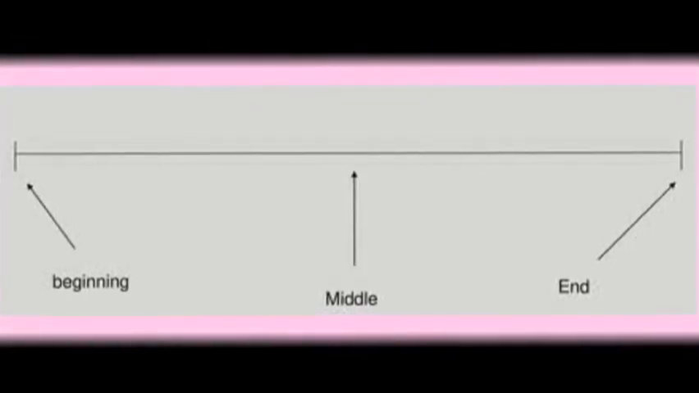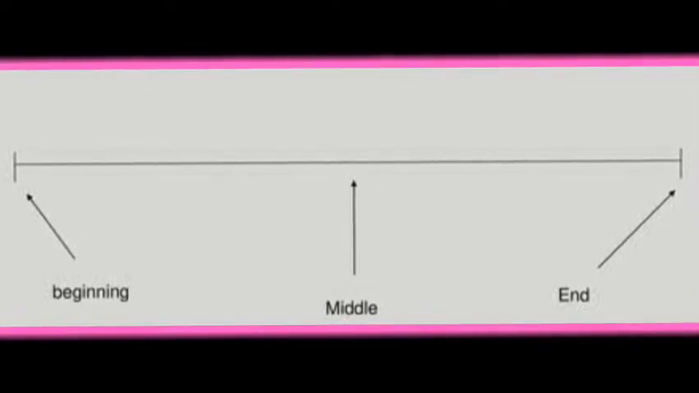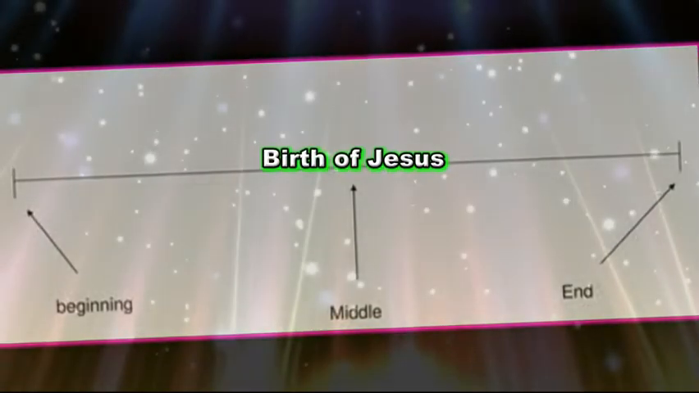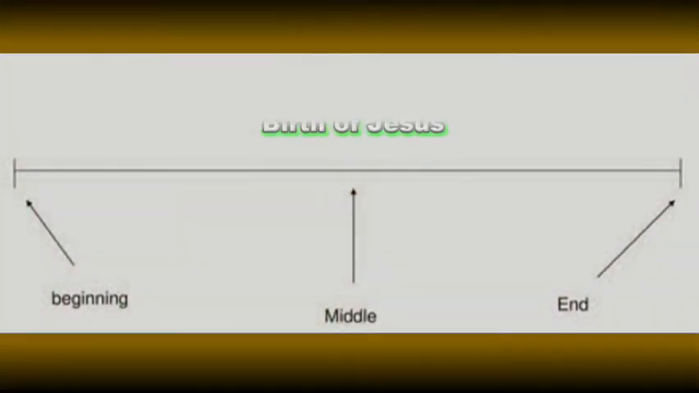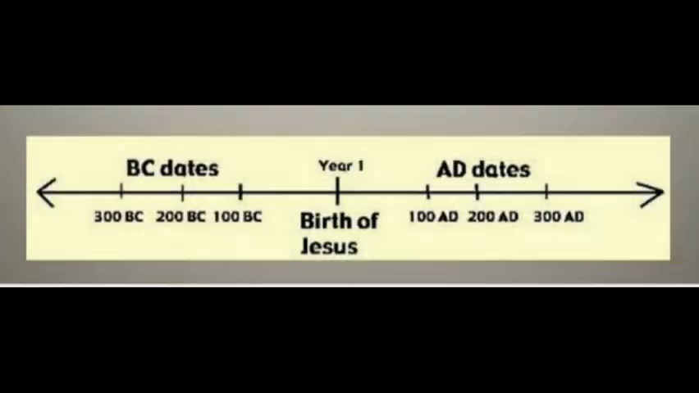As you can see in the picture, from the left side the timeline starts, that is the beginning. In between, in the middle, is the birth of Jesus Christ, and the right side is its end. Now your next topic is BC and AD.